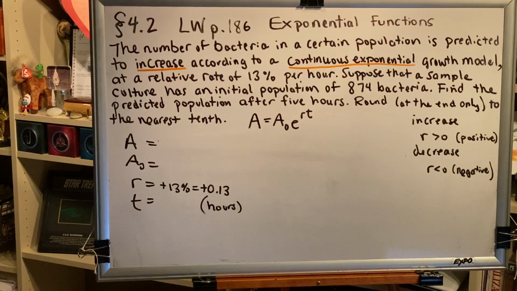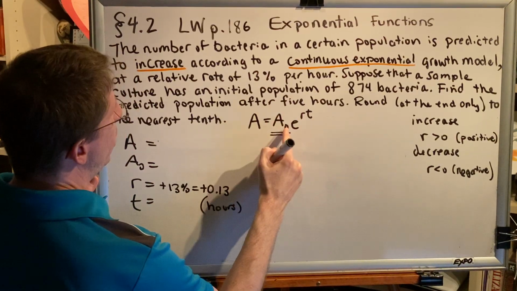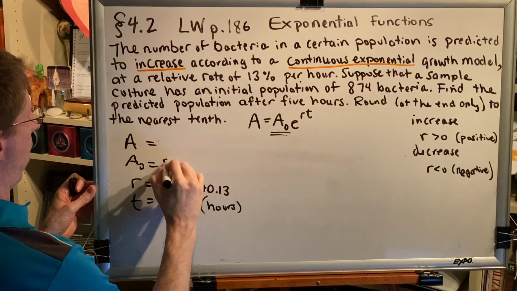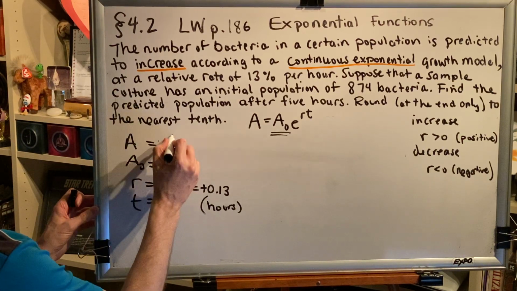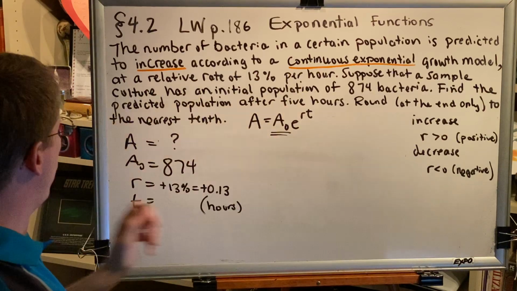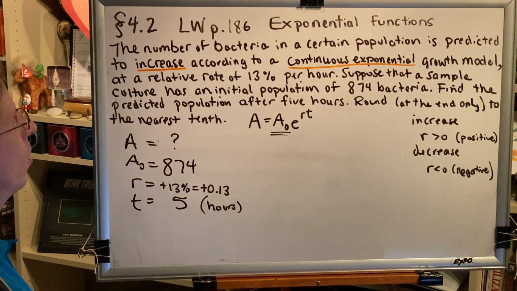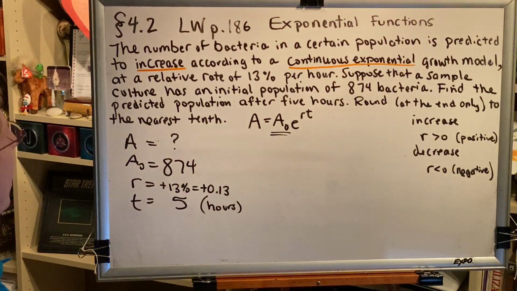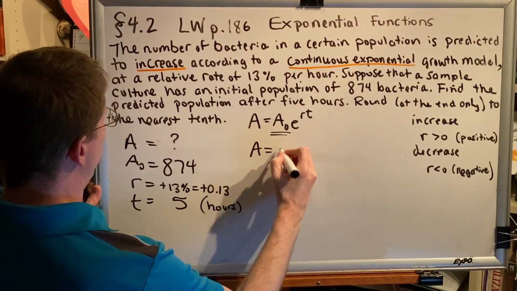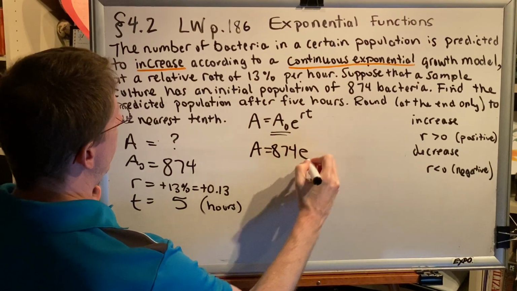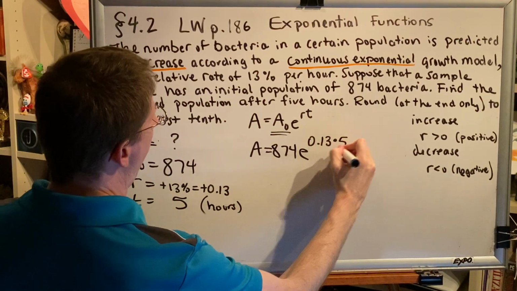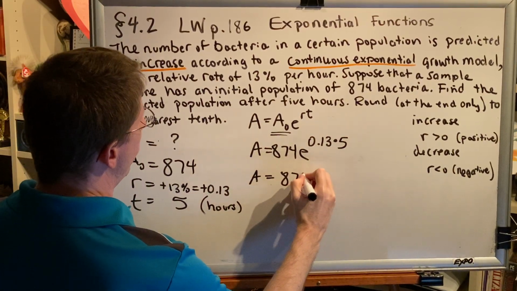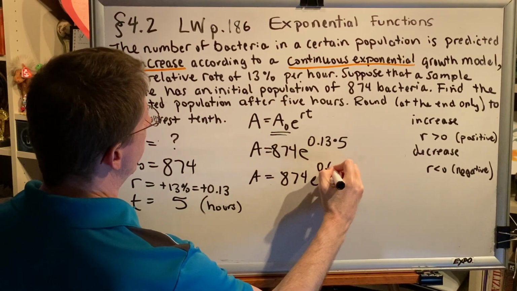Suppose that a sample culture has an initial population, that's A naught, the amount when the time is 0. So A naught is 874, an initial population of 874 bacteria. Find the predicted population, so the amount in the future, after 5 hours. And then round to the nearest tenth, but only at the end. All right, let's plug in. So A equals A naught, which is 874, e to the 0.13 times time, which is 5. So A equals 874 e to the 0.65.